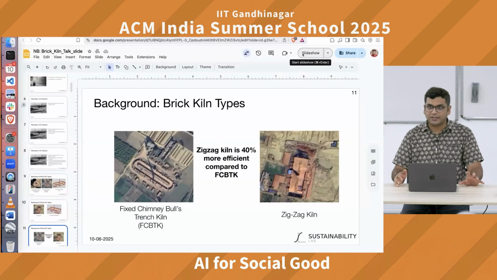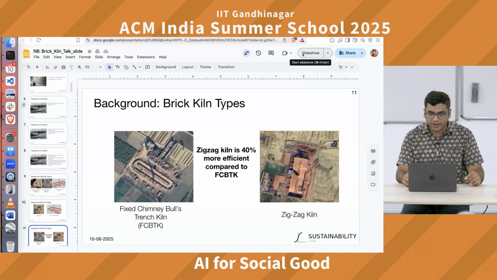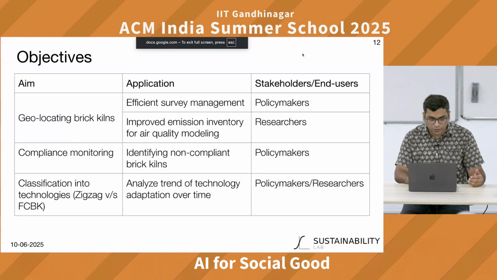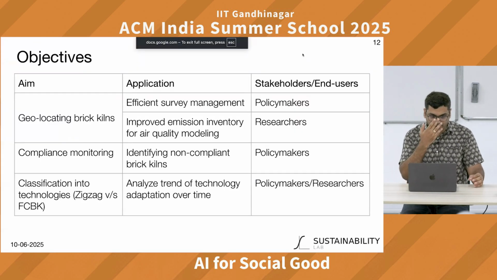So in order to answer such questions, what do we need? That have the brick kilns been converted to a better efficient technology or not? How many of them are violating some government related rules? You need to identify them. You need to identify the technology. So therefore, which brings us to the problems or the objectives that we're trying to solve.